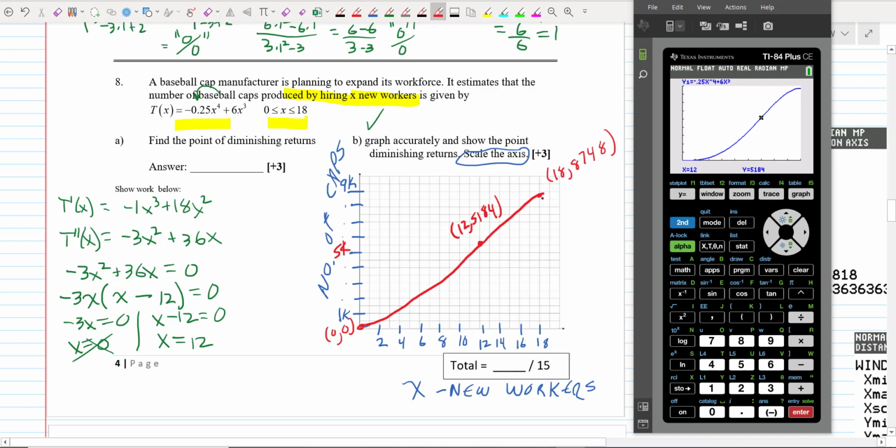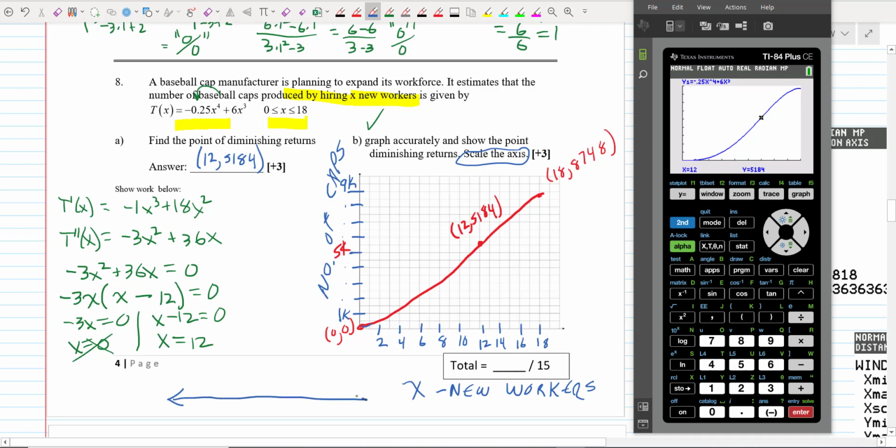Okay, now that right there is a really good accurate graph. It's not perfect, but it's got at least 3 points on it. So that's what I'd be looking for. And then this point of diminishing returns is (12, 5,184). You don't really have to do a sign chart on this since you're doing this graphically.